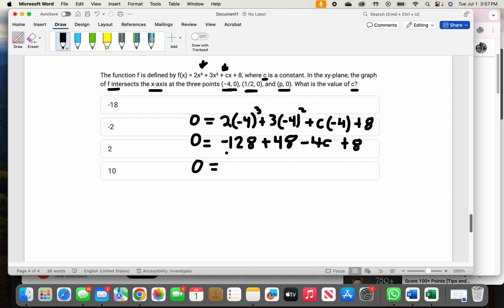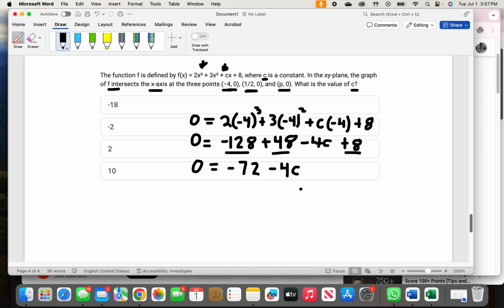My like terms are all my numbers: -128 plus 48 plus 8. The -4c is not a like term because that one has a variable. So now I have -128 plus 48 plus 8. That gets me -72. So I have -72 minus 4c, and that equals 0.